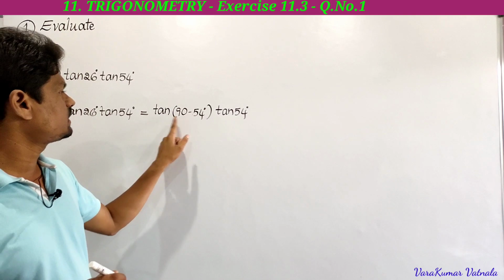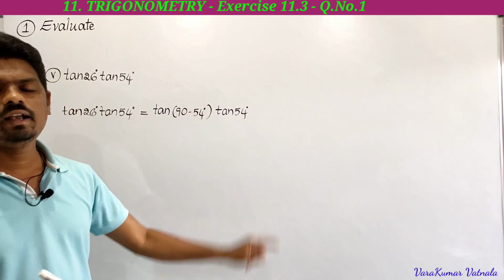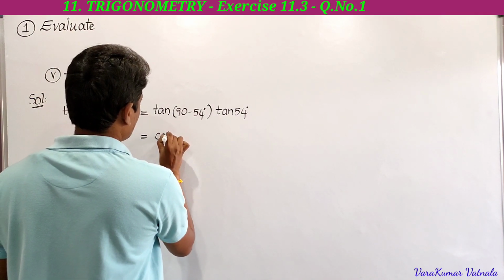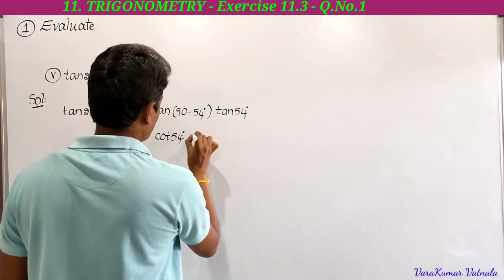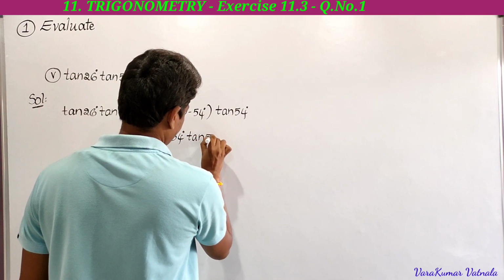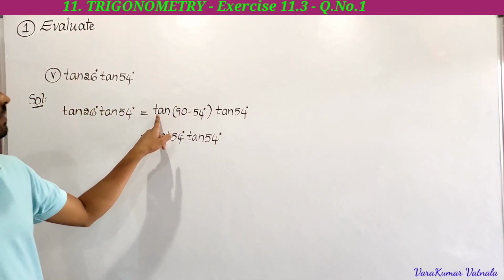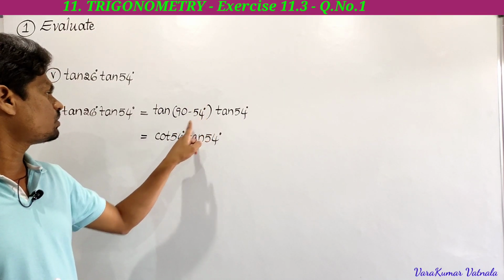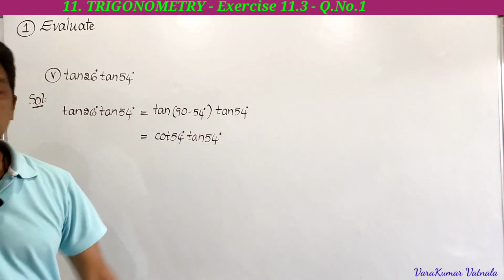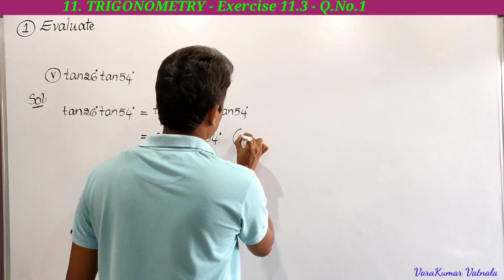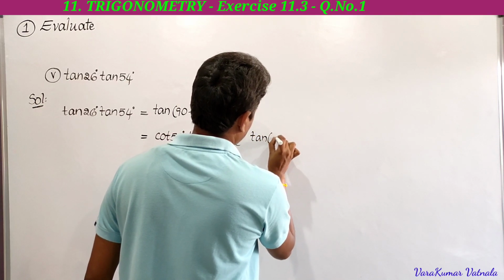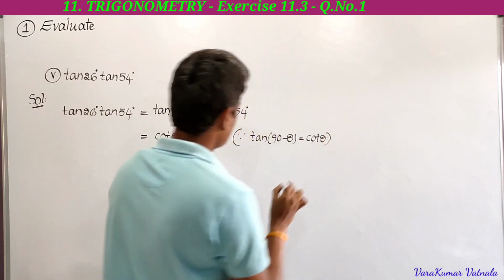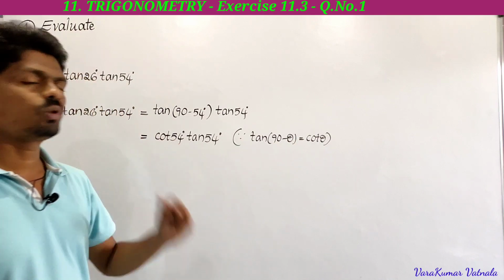So it is in the form tan 90 minus theta. Tan 90 minus theta equal to cot theta. So here theta value is 54, we get cot 54, into tan 54 as usual. Which formula have we applied? Tan 90 minus theta. So using this tan 90 minus theta equal to cot theta we have written.